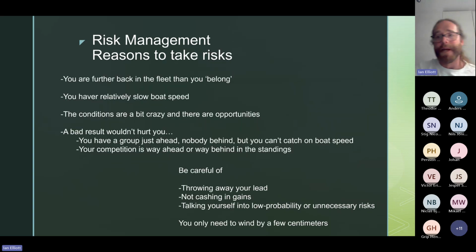If you sail stressed and then your reaction to being stressed is to take fewer risks, you can sometimes get passed. Reasons to take bigger risks. So a lot of these are just going to be the opposite of the previous slide.